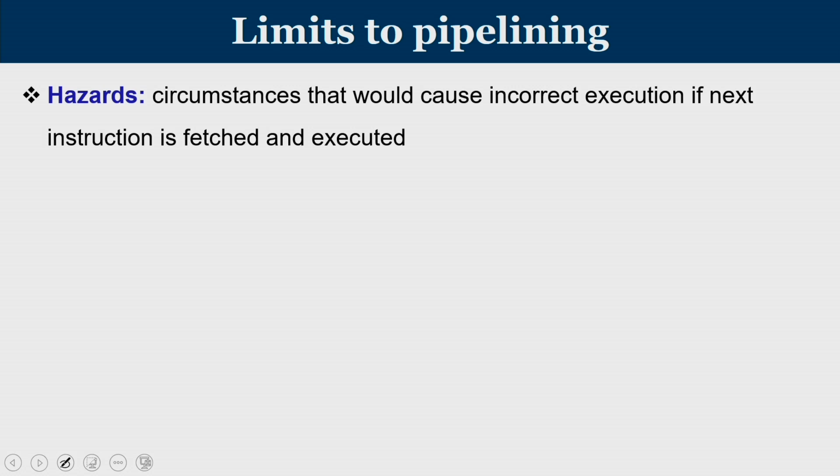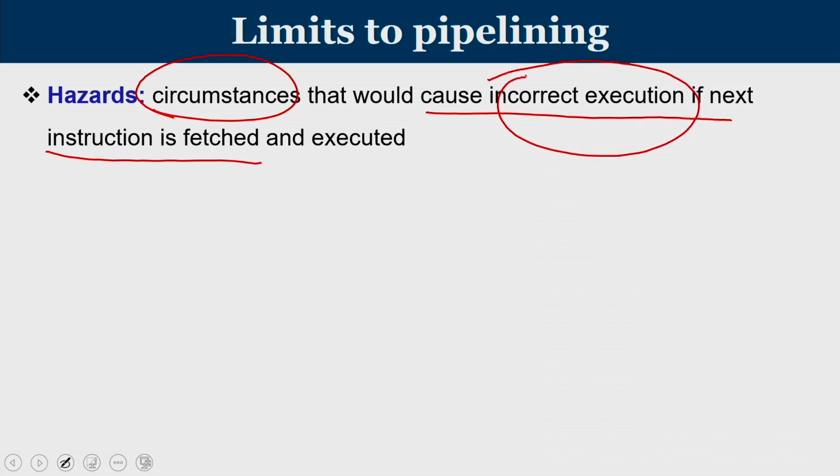Hazards are circumstances that could cause an incorrect execution if the next instruction is fetched and executed. So, hazards are actually circumstances in which, if you bring the next instruction in the very next clock cycle and try to execute it, it can lead to an incorrect execution. So, this we have to address.